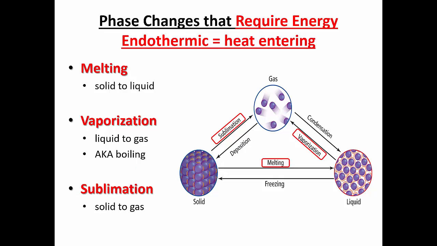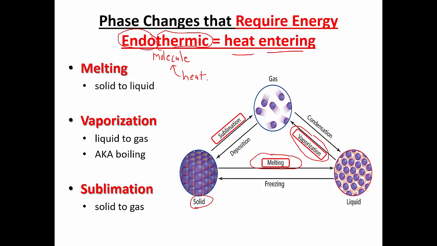Our first ones to know: endothermic. When we think about this, think about it from the particles' perspective, the molecule side of things. Endothermic means heat entering. Thermic is heat. Endo is to go in or to enter. So heat is going into the molecule. If we were to start out as a solid to go to a liquid, heat or energy would need to go in. Liquid to a gas, heat would need to enter.